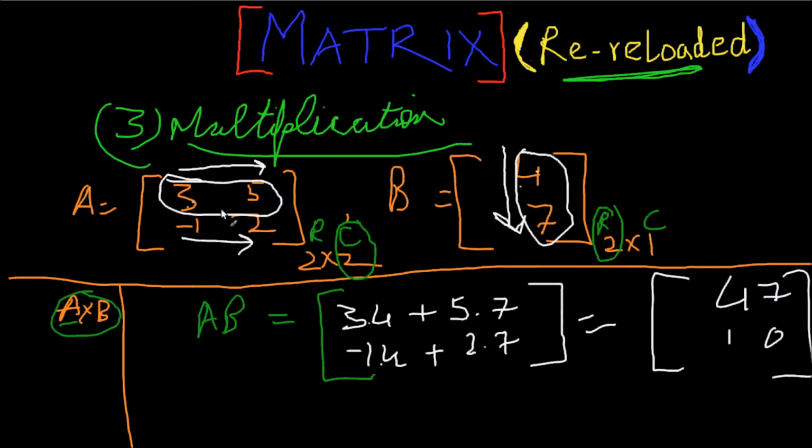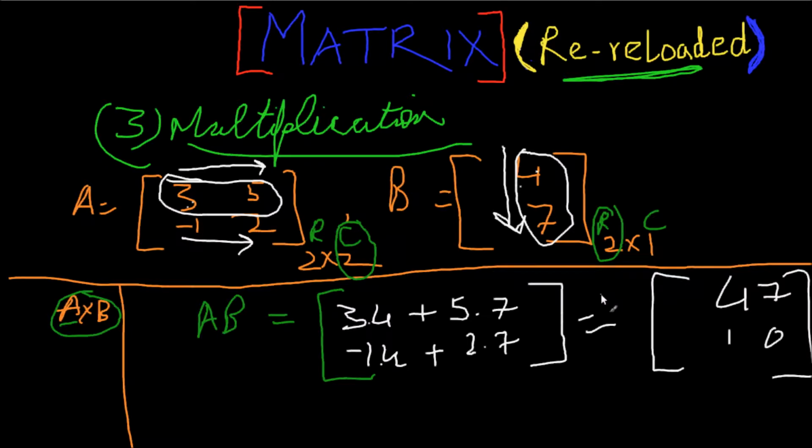Now take the second row, minus 1 times 4 plus 7 times 2. Compute this. This would be 12 plus 35, 47. This is minus 4 plus 10 plus 14, which is 14 minus 4, which is 10, right? So this is how we do matrix multiplication.